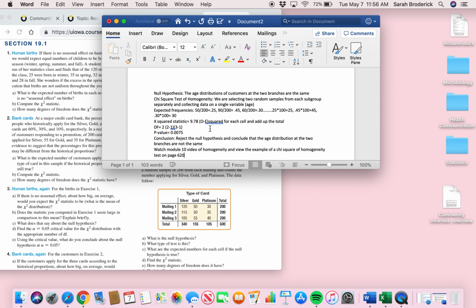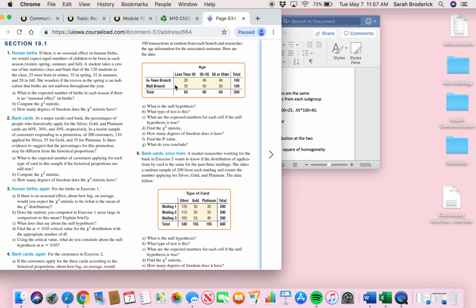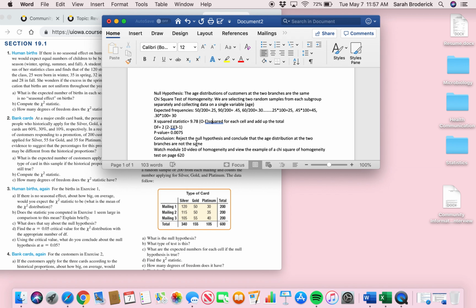So from there we can get our x squared statistic by taking the observed minus the expected and then squaring that. And then after you do that for each cell, you would add them up. And I got the total of 9.78 as the x squared statistic. And then for the degrees of freedom, you just take the two rows, so 2 minus 1, and then multiply that by the columns, so 3 minus 1, and that gave me 2.